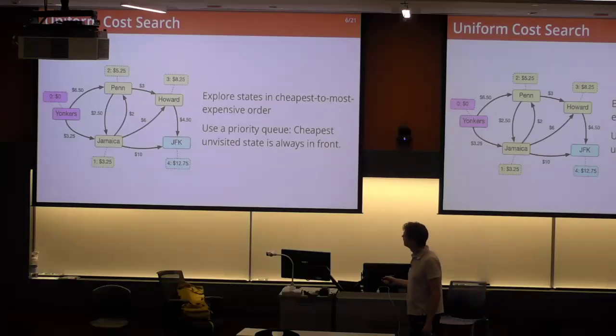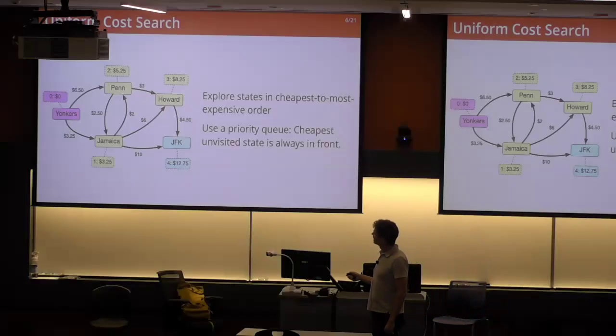So we'll start off in Yonkers. To get from Yonkers to Penn Station, the first time you see it, it's going to be $6.50. But then you figure out that if you go from Yonkers through Jamaica and then you go to Penn Station, now it's $5.25 to get to Penn Station, and then $3 more here. That's cheaper than the $6 here, and so on.